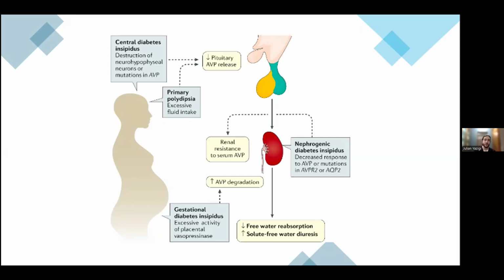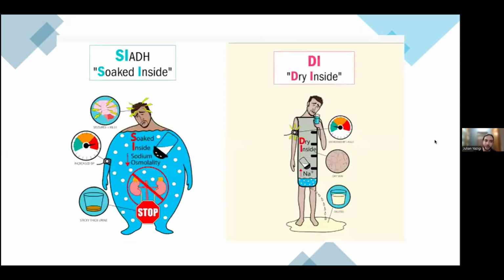In short, diabetes insipidus is a disorder of impaired water conservation due to AVP deficiency or resistance, with central forms being particularly relevant in lesions affecting the hypothalamic-pituitary region. Here we have a nice little illustration, just so a mental image can be had of the difference between SIADH and diabetes insipidus on clinical presentation, right?